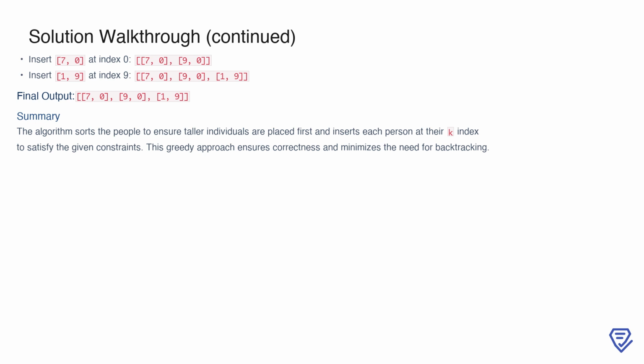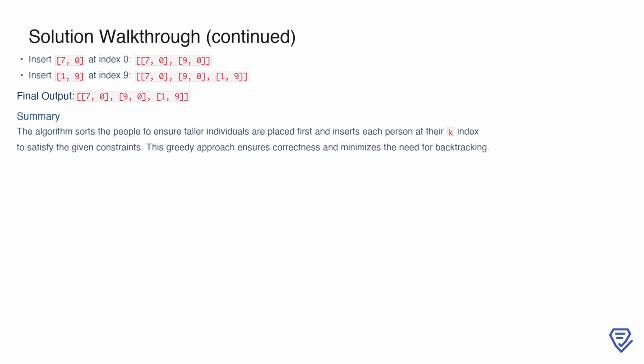Next, [7, 0] is added at index 0, pushing [9, 0] to the right, and the queue becomes [7, 0], [9, 0]. Finally, [1, 9] is inserted at index 9, which simply appends it to the end of the queue, giving [7, 0], [9, 0], [1, 9]. This example highlights how the algorithm handles edge cases, such as a person with a very high k value. By sorting and inserting strategically, we ensure that the final queue satisfies all constraints.